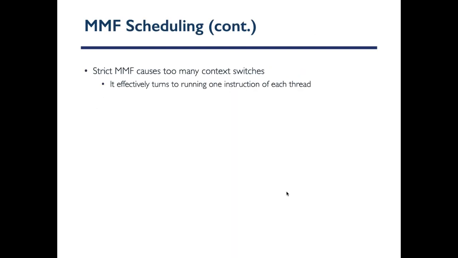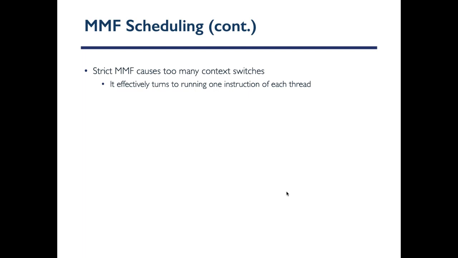So the problem with strict max-min fairness, basically picking the task with the lowest execution time, is that in its strict form, it actually requires a lot of context switching.